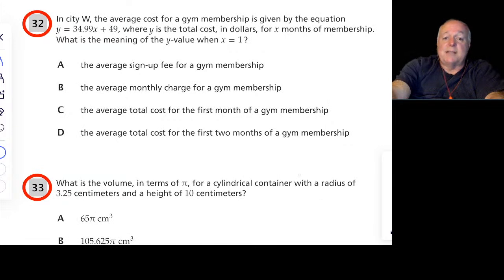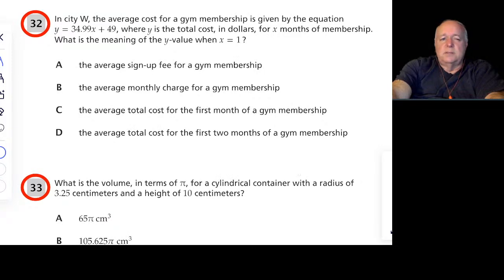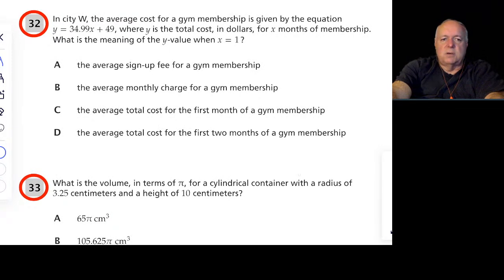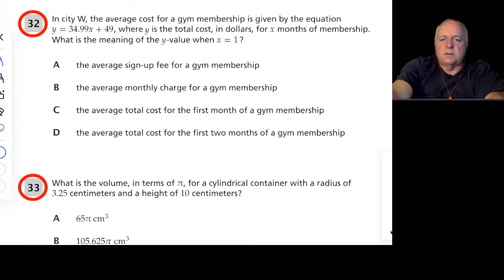All right, so this one has no illustration. So let's see where we're going with this. Let me make sure we're on the screen. Yes, we're on the screen.